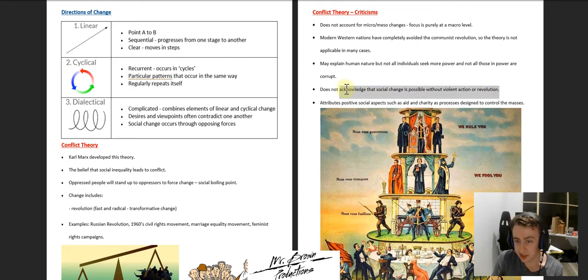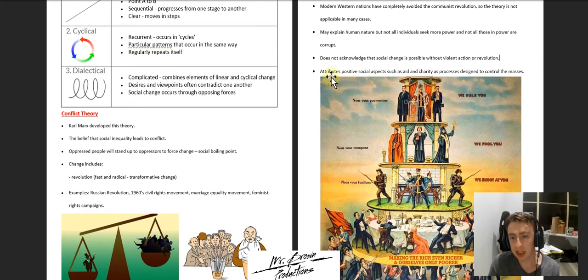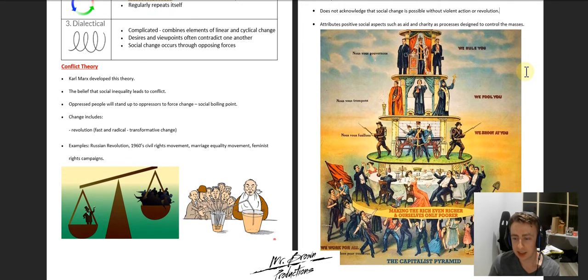Another criticism is that it doesn't acknowledge social change is possible without violent action or any revolution. So the idea that there is no macro level social change that happens without conflict, where we know that that's simply not true, because a lot of macro level change can happen due to mutual agreement and consent. Positive aspects of social change, such as aid or charity, they use them as processes designed to control the masses. So the idea of even if there is a positive change, that it'll lead to conflict later on in the piece anyway.